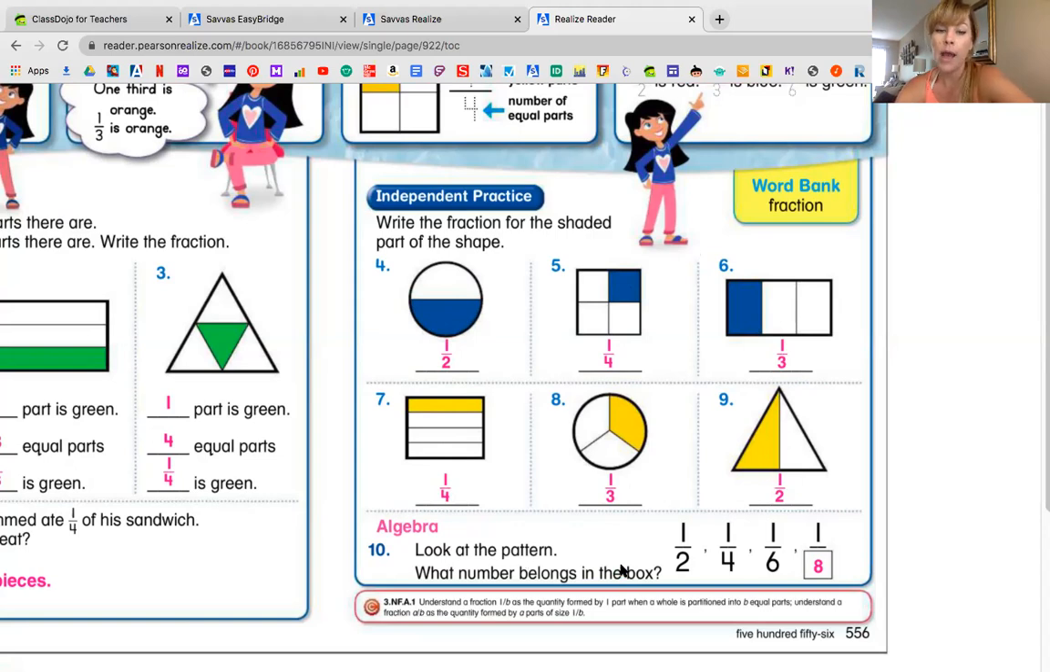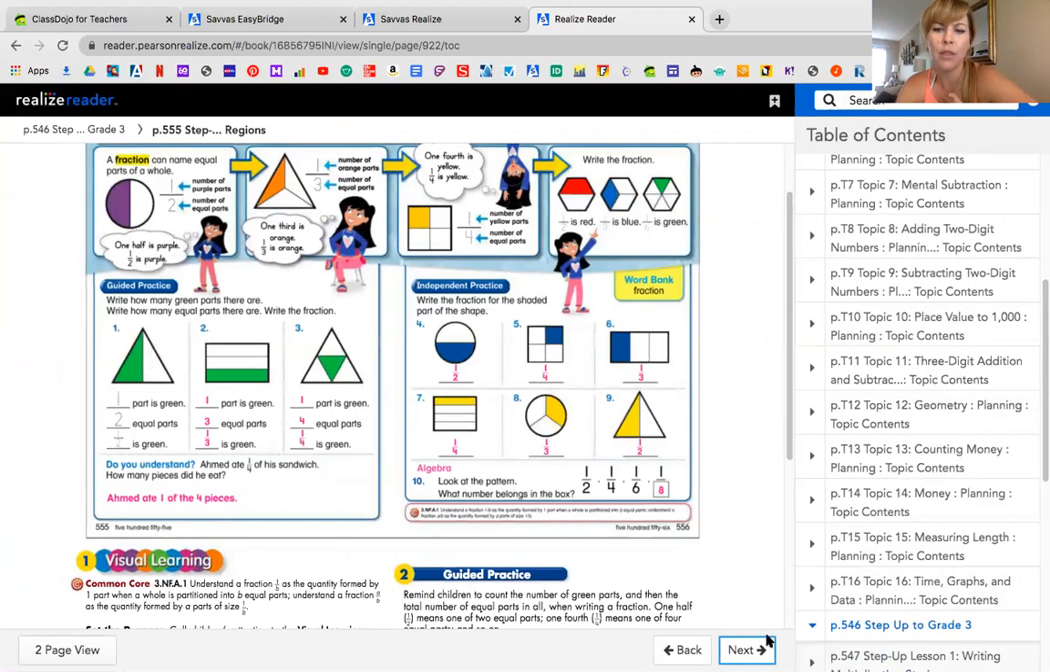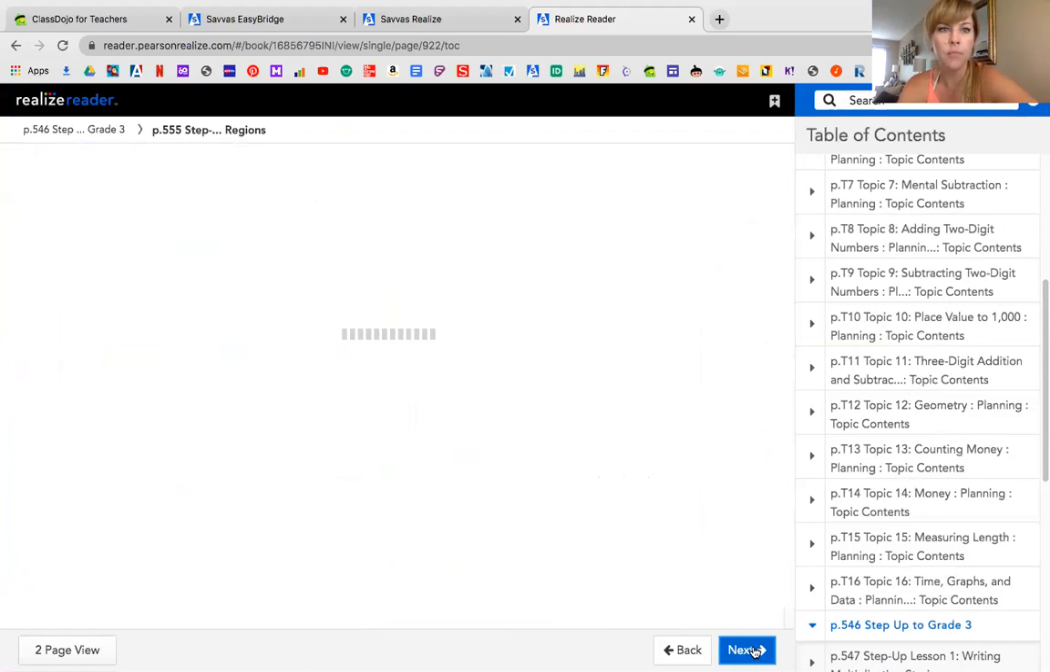Okay, look at the pattern. What number belongs in the box? So I have 1/2, 1/4, 1/6, 1/8. You guys won't learn this yet, but this is what we call a denominator. It's the number down below, the denominator. If you look at the bottom number, it's 2, 4, 6, 8. So you guys know that I'm counting by twos. 2, 4, 6, the next number is 8. Okay, I have a really good feeling you guys did good on this one.